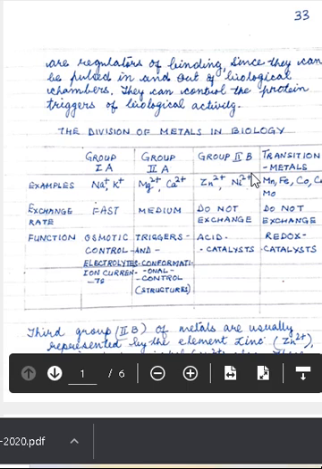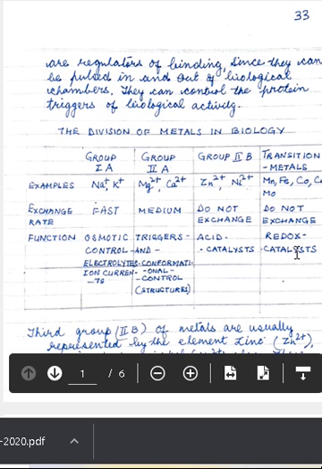Group second B comprises zinc and nickel. They do not exchange at all and function is acid catalysis. Transition metals contain manganese, iron, cobalt, copper and molybdenum. They do not exchange and function is redox catalysis.